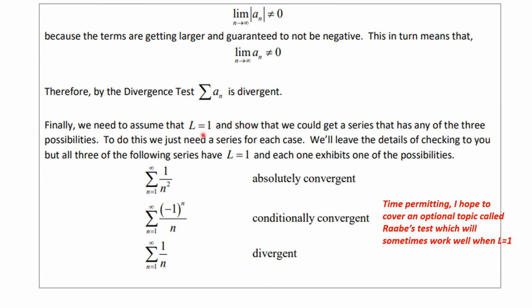Finally, we need to show that when L equals 1, you could get any of the three possibilities. If you did this, L would be 1 for this one, and we know this is absolutely convergent because this is a p series. This one is conditionally convergent because the alternating series test says this does converge, but does not converge absolutely, because that would have been the harmonic series. And the harmonic series is divergent. So all three of these examples would have L equal 1, and we would have to do something else.